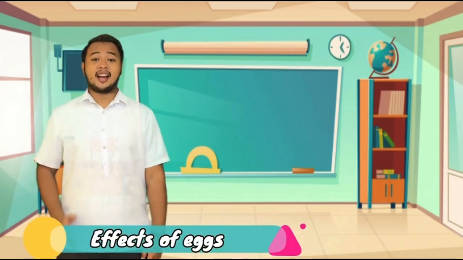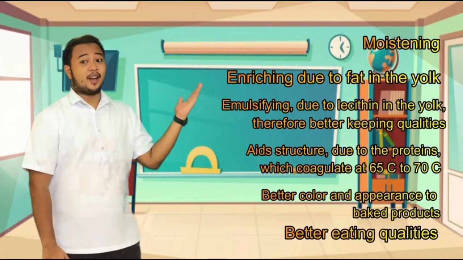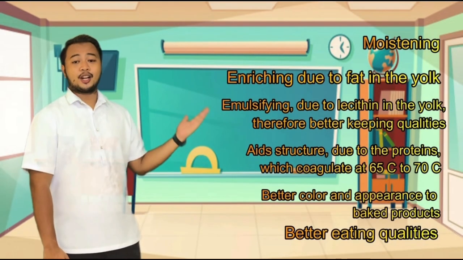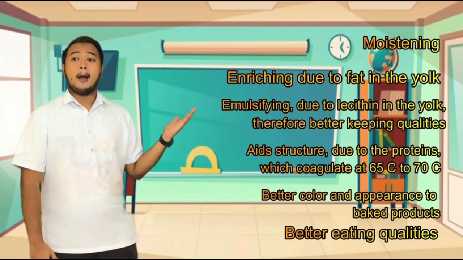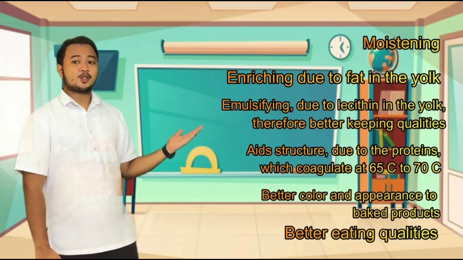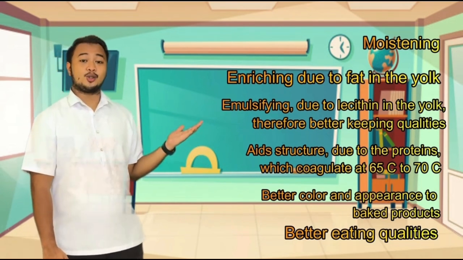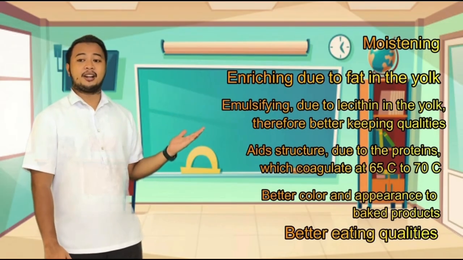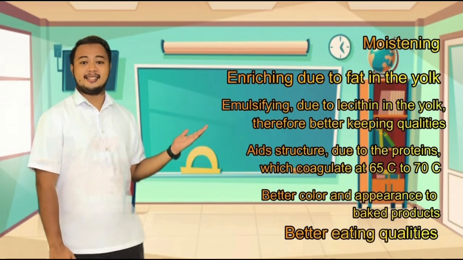And these are the effects of eggs in baking. First, moistening. Second, enriching due to fat in the yolk. Third, emulsifying due to the lecithin in the yolk, therefore, better keeping qualities. Next, aids structure due to the proteins which coagulate at 65 degrees Celsius to 70 degrees Celsius. Fifth, better color and appearance to baked products. And lastly, better eating qualities.